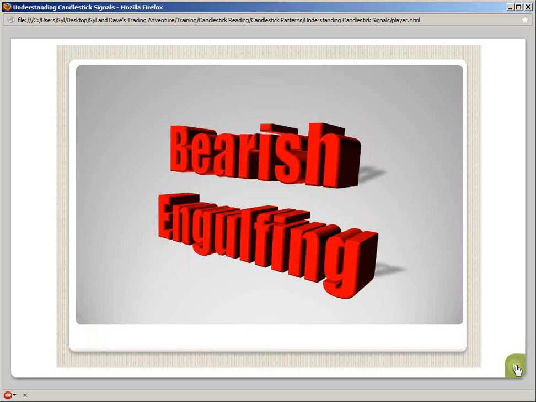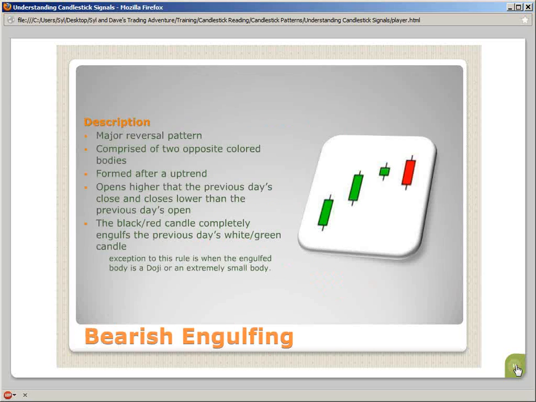Okay, let's go into the bearish now. Same kind of description except the opposite. Again, uptrend, major reversal signal, two candles of opposite colors, gaps higher, completely engulfs the prior day's candle. And again, you can see momentum starts to wind down as the candles go from large to small, and then gets engulfed completely.